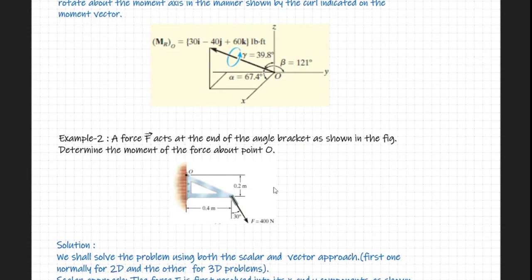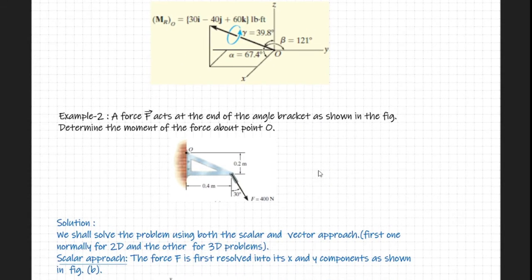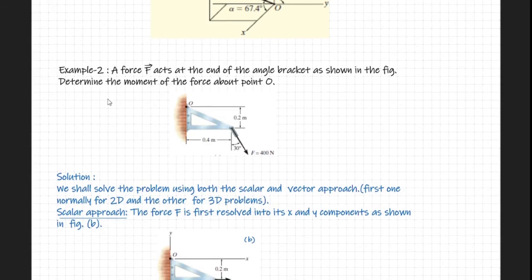Now let me take you to another example. Please remember that the purpose of the example is to make the concept very clear, and not to make a very exhaustive calculation. Example 2 is good enough to give an eye-opener into the calculation of the moment of a force, both using the scalar as well as the vector format, and make a direct comparison. So let me read the problem statement.